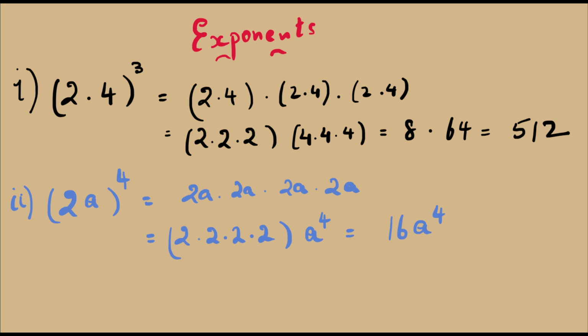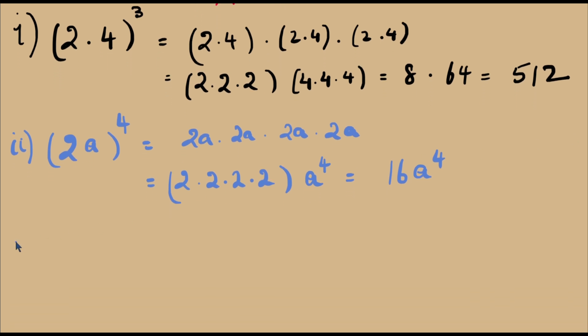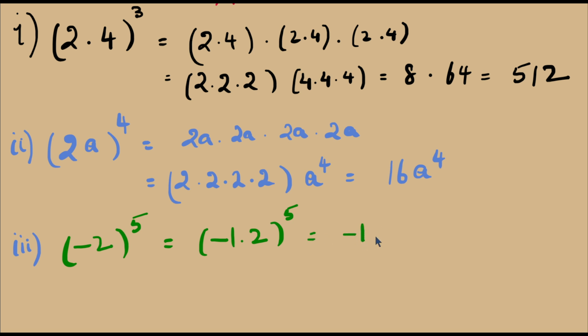So now consider one more example, and let it be a negative one this time. The third one would be minus 2, the whole thing raised to the power 5, right? So this can be rewritten as minus 1 times 2 raised to the power 5, isn't it? And we can write it as minus 1 multiplied 5 times, or I can just write it as minus 1 raised to the power 5 multiplied by 2 into 2 into 2 into 2 into 2, 5 times. 2 is repeatedly multiplied by itself 5 times.